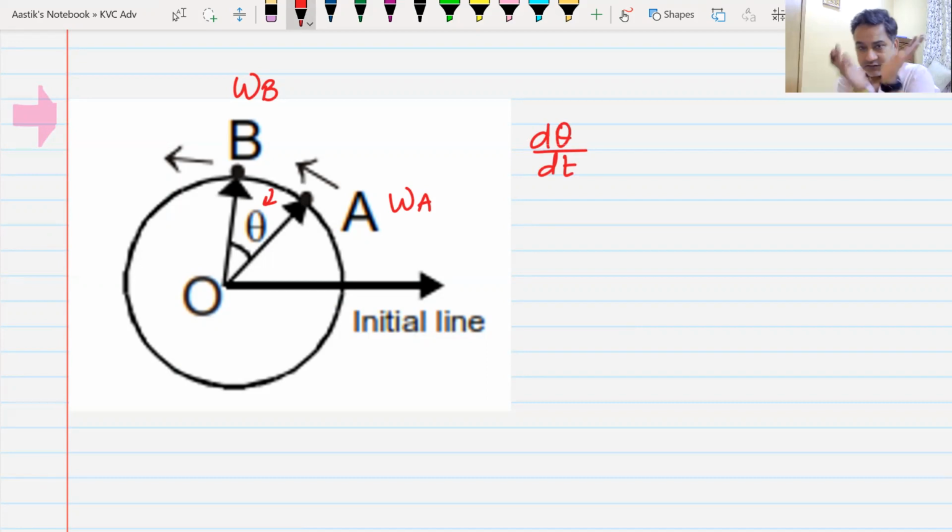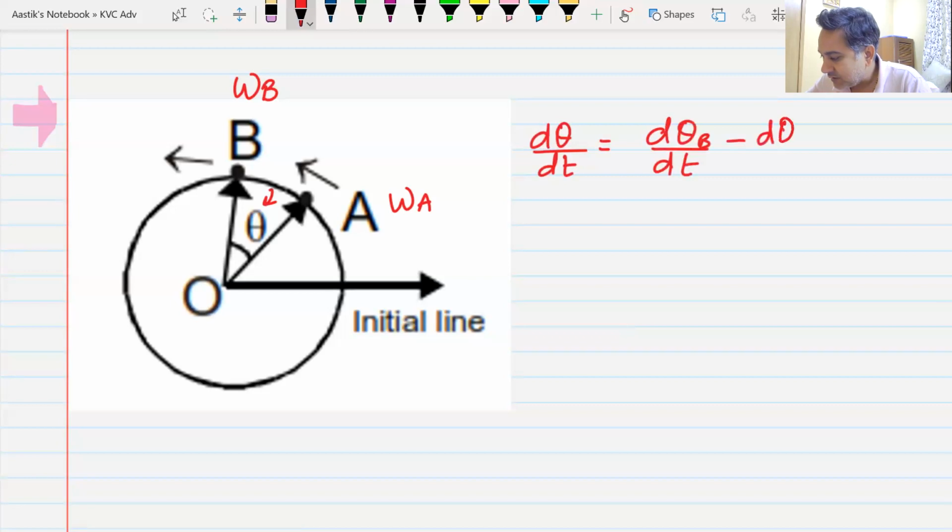You understand the meaning? The angle with the center, not the angle between A and B, the angle with the center that A and B makes. Do you understand this? Yes, sir. That is nothing but the rate at which angle B is changing minus the rate at which angle A is changing.